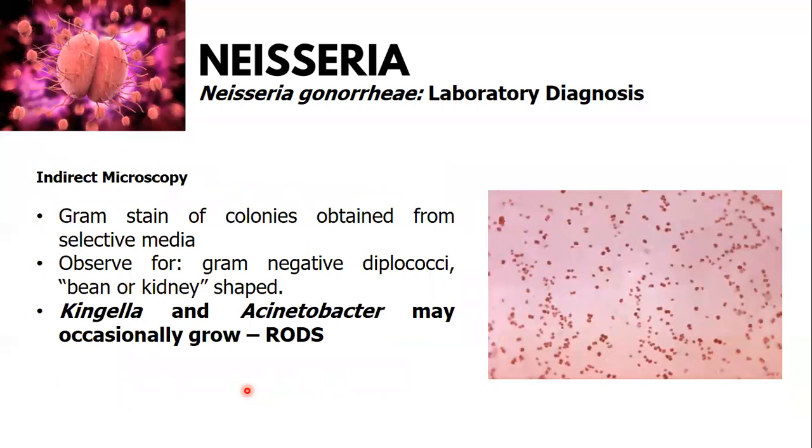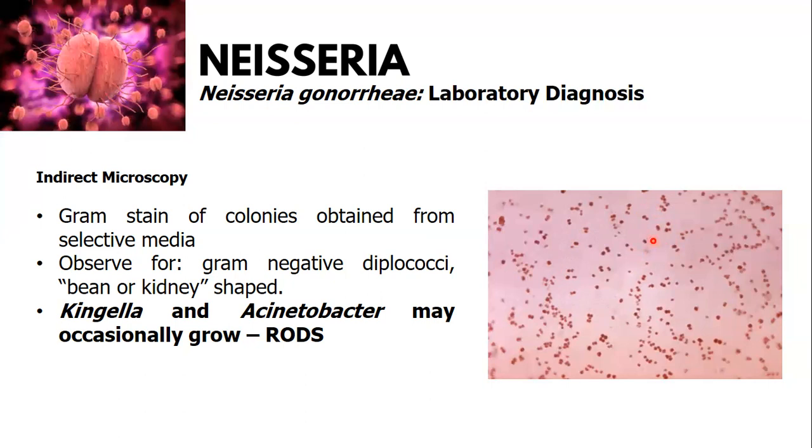So once colonies are obtained, you are going to perform indirect microscopy. When we say indirect microscopy, you are examining the colonies grown on enriched chocolate agar plates used to grow Neisseria gonorrhoeae from clinical specimens. And in doing such, you must be able to observe the presence of gram-negative diplococci that are bean or kidney shaped. So these are the typical appearances of Neisseria gonorrhoeae on indirect microscopy. So notice the presence of gram-negative diplococci that are kidney or bean shaped.